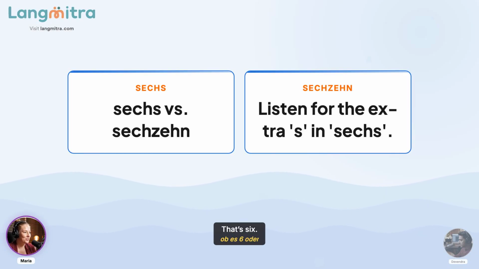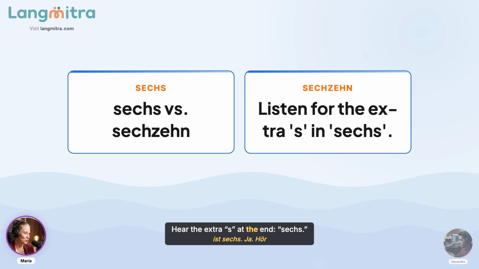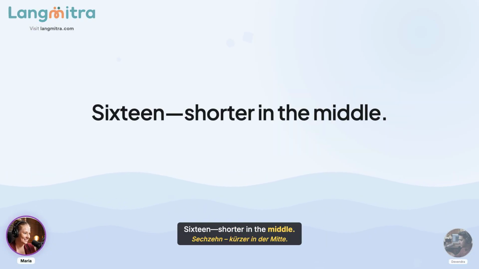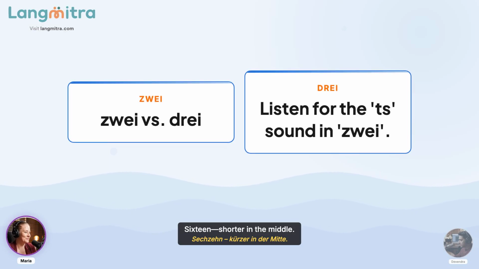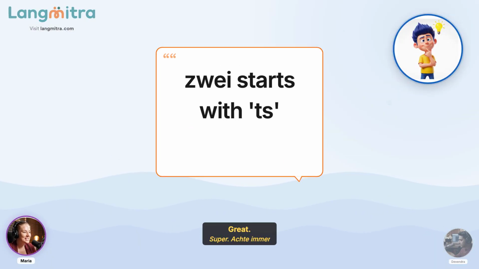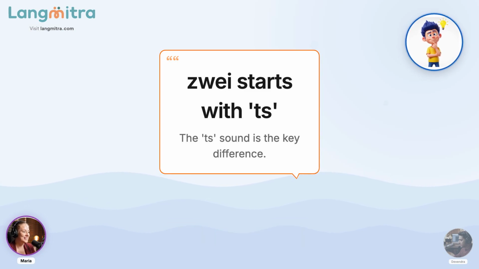Sechs. That's 6. Yes, hear the extra S at the end. Sechs. Now, 16. 16. Shorter in the middle. Exactly. Another contrast. Zwei, 2 versus drei, 3. I'll say one, drei, 3, zwei, 2. Great. Always listen for that ts at the start of zwei.